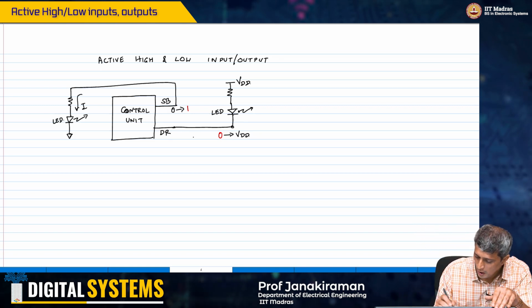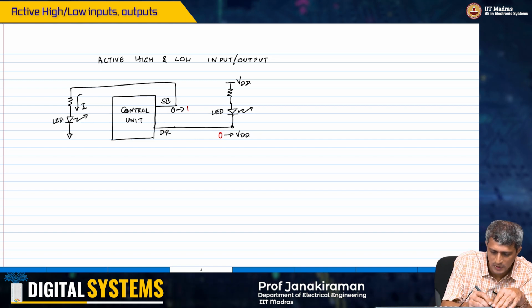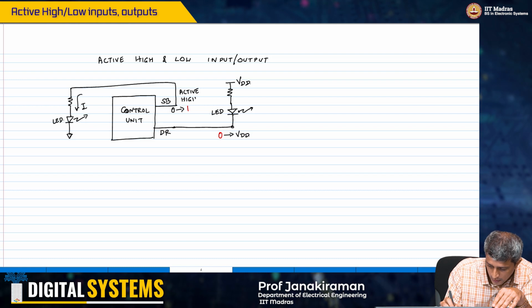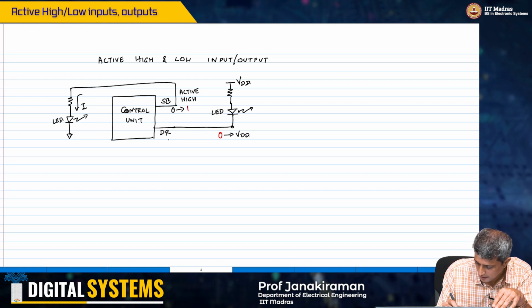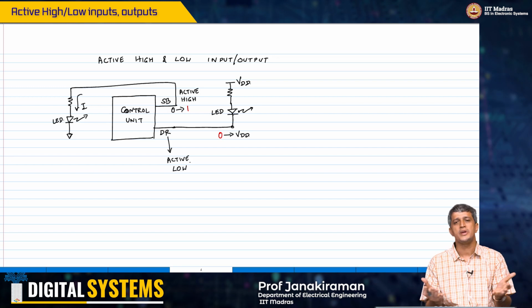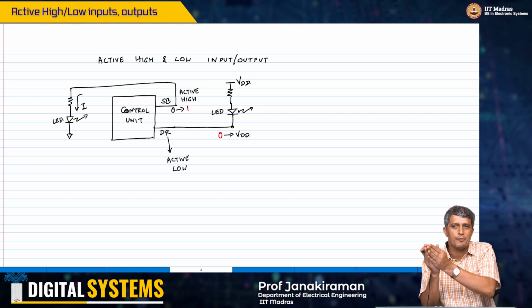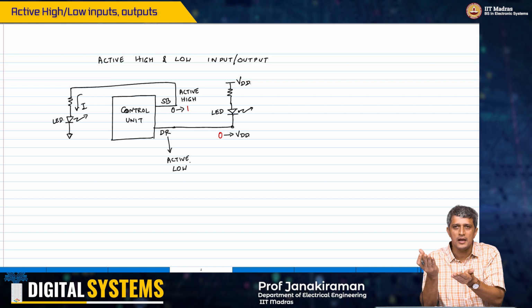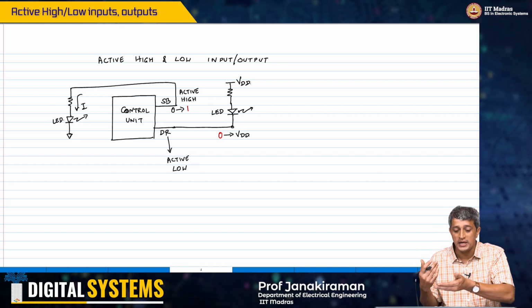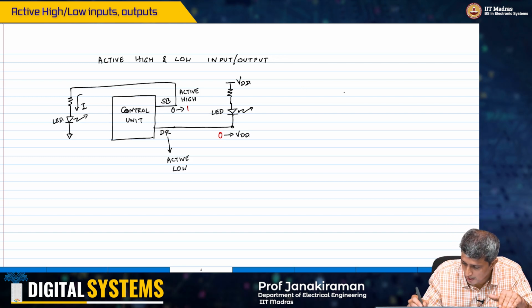So we call this an active high. In this case SB is active high. On the other hand, DR is active low. What it basically means is, when the activity that we are interested in is happening, it goes high here; and here, when the activity is happening, it goes low. So by default, this DR will be 1.